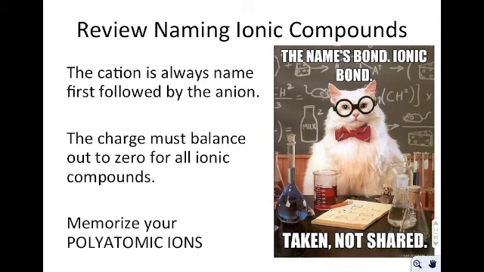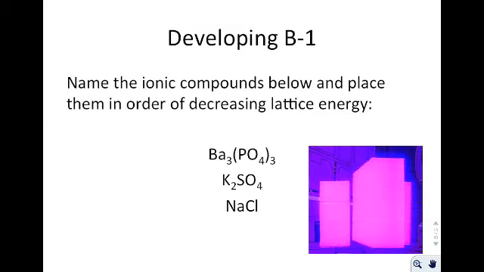Okay, next, it says name the ionic compounds below and place them in order of decreasing lattice energy. So the first thing we're going to look at is the lattice energy. Barium is a +2 charge. I know that because it's in group 2. Phosphate is a -3 charge. So the first thing that you should realize here is this is not the correct formula for this particular substance. It should be Ba3(PO4)2. So now that we have fixed that, we can go ahead and say which one is going to be greater.